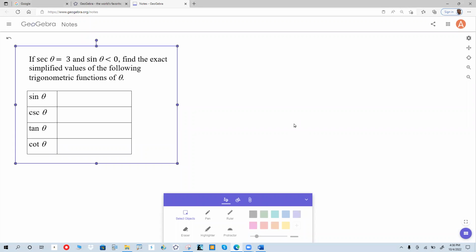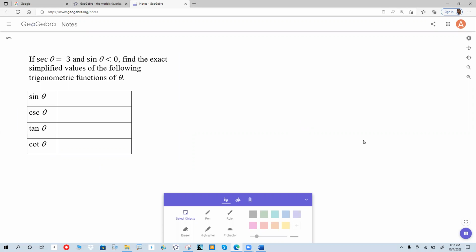So let's work on this problem. If secant theta is 3 and sine theta is negative, I'm supposed to find the following trig ratios. Now, if I know secant, I know cosine, but they're not asking me to find it. Cosine theta is 1/3. Now, I'm going to use trig identities. Secant is connected to tan, and it's connected as follows.